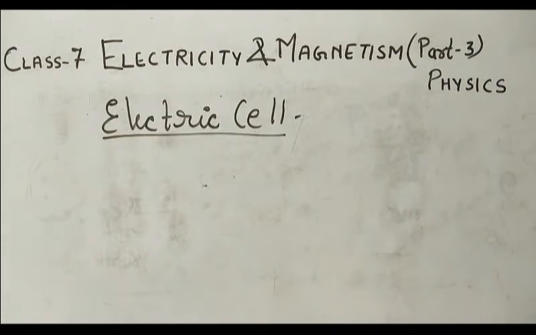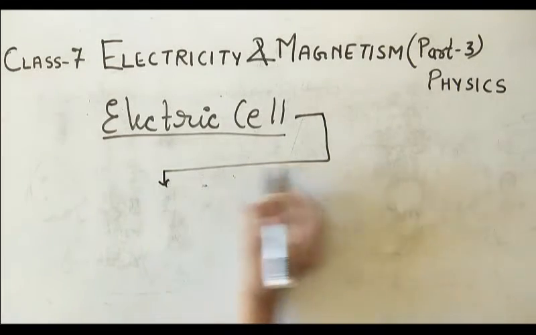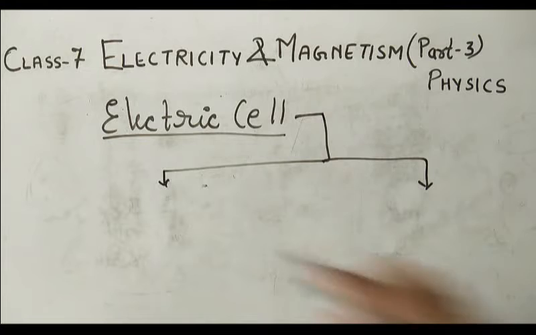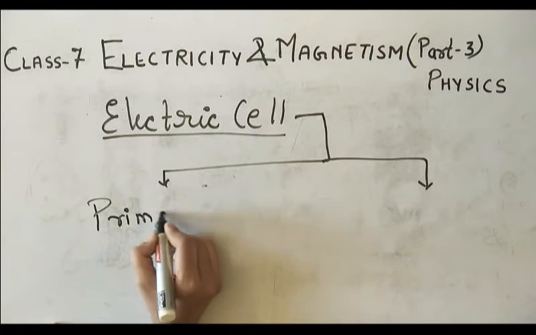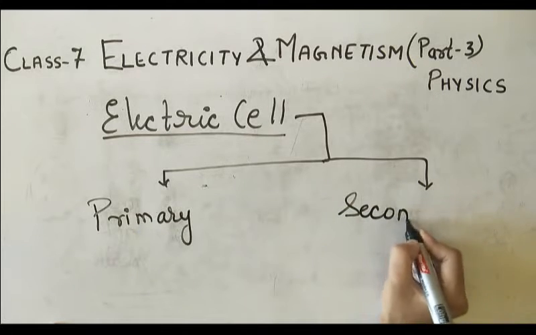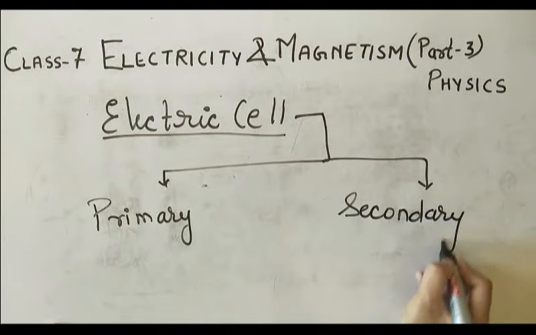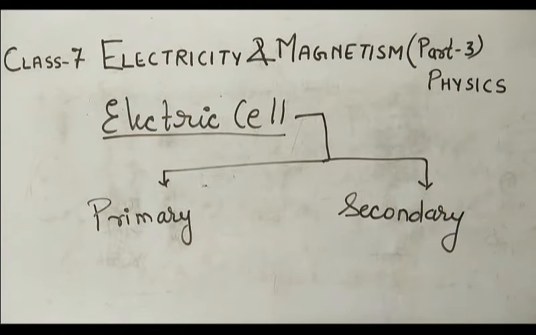Okay, now electric cells are of 2 types. What are those 2 types? First is the primary cell and second is the secondary cell. Okay, now what is the difference between the primary cell and the secondary cell?